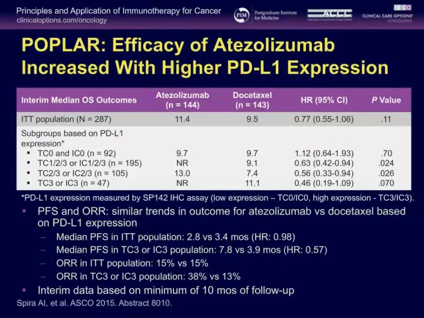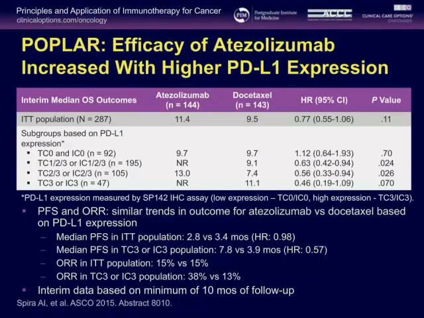For the patients that had no expression of PD-L1 on either the tumor or the immune cells, the overall survival was the same on atezolizumab versus docetaxel, 9.7 months, what we have seen before with docetaxel as a single agent. However, as we get into expression of PD-L1 on either the tumors or immune cells, a different story emerges. If we look at tumor cell expression 2 or 3 or immune cell 2 or 3, that's 100 of the patients on the trial, for the atezolizumab arm, the overall survival was 13 months versus 7.4 for the docetaxel.